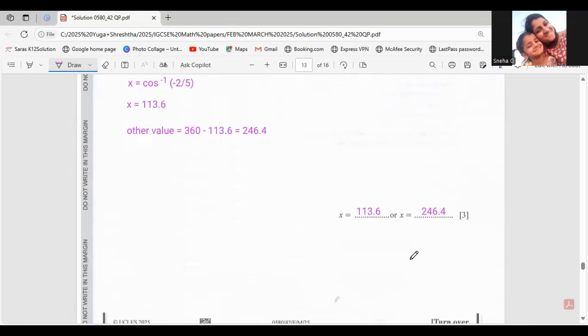So the first value of x is 113.6. The second value of x is 246.4.